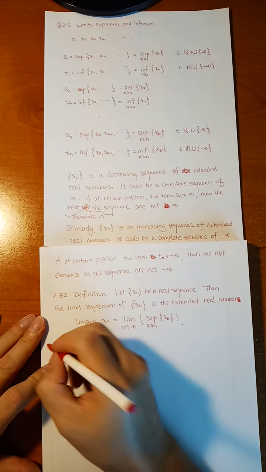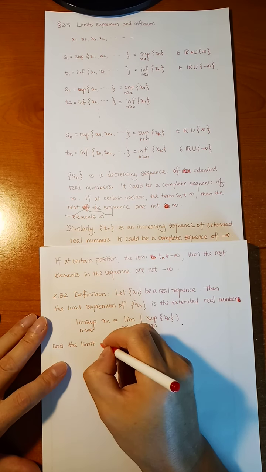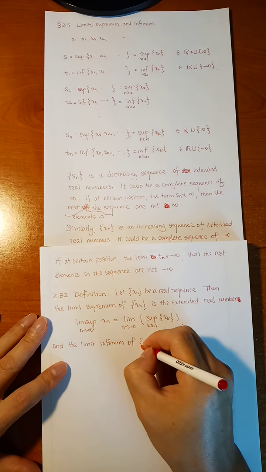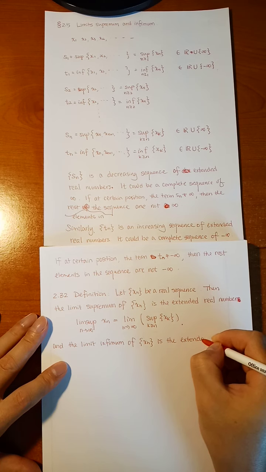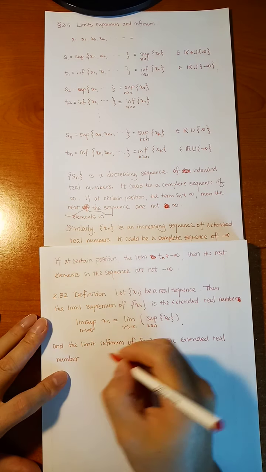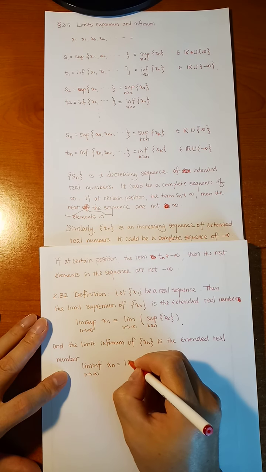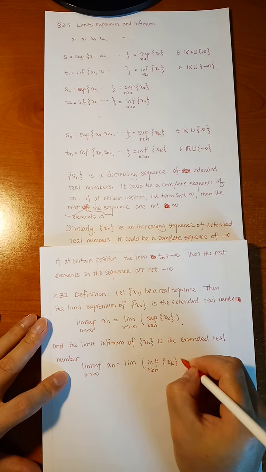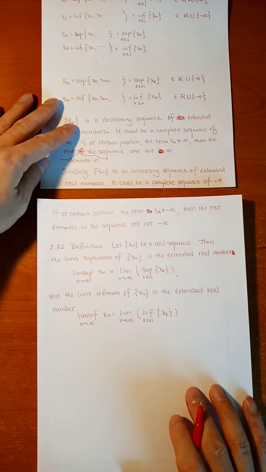And the limit infimum of Xn is the extended real number lim inf as n approaches infinity of Xn. It is the limit of the infimum over k greater than or equal to n of Xk, as n approaches infinity. Right? Okay.